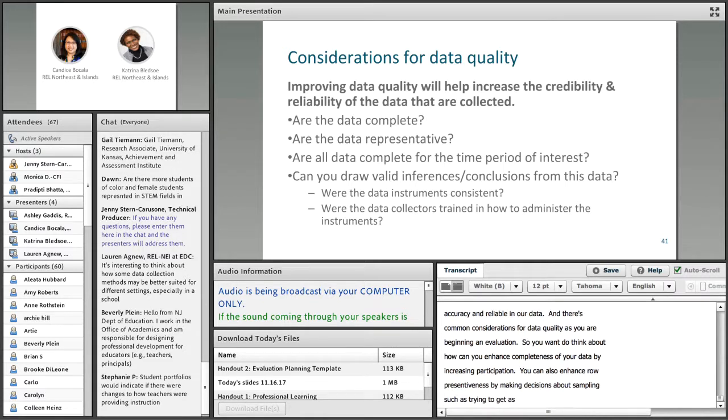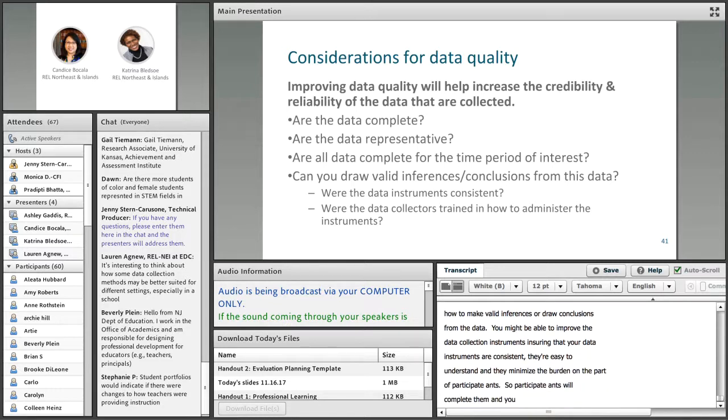You can examine completeness by checking to see whether all the data are available for the time period of interest in your evaluation. And then you also need to think about how to make valid inferences or draw conclusions from the data. You might be able to improve the data collection instruments, ensuring that they are consistent, easy to understand, and minimize the burden on the part of participants, so participants will complete them. And you also want to train your data collectors so that everybody has a consistent way of collecting that data.